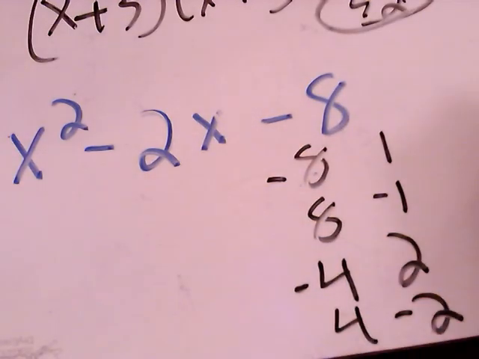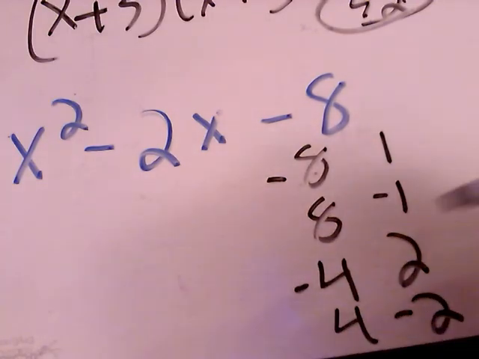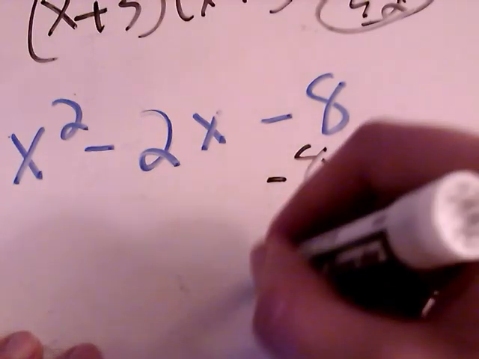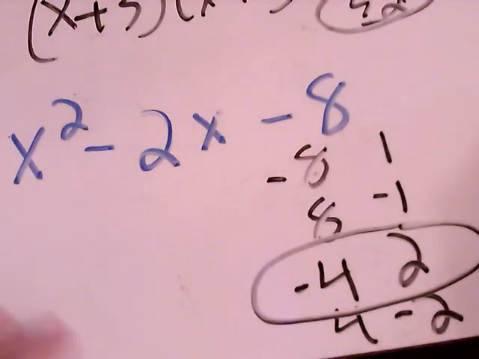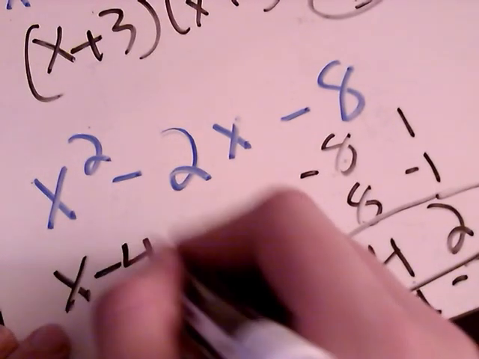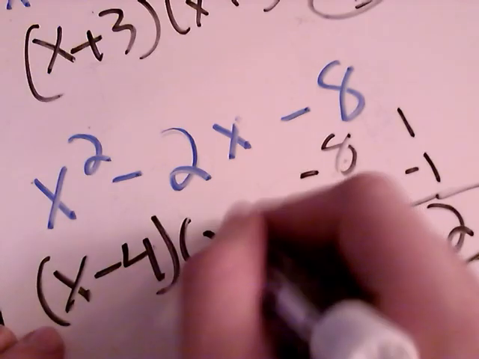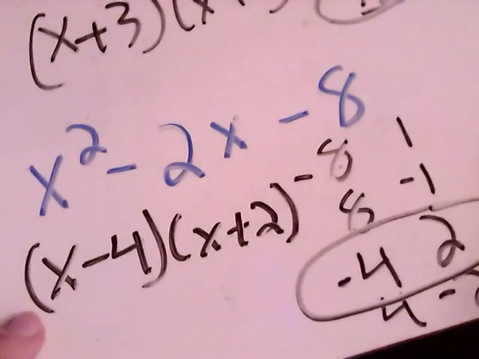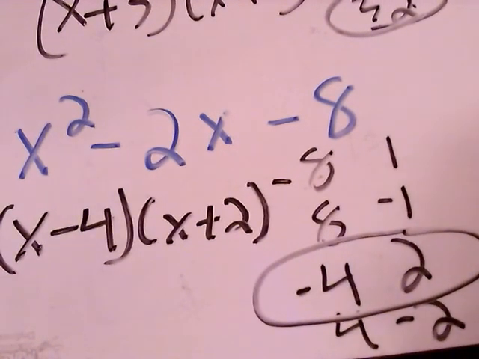So I look here, negative 8 and 1, well that's negative 7, that doesn't work. 8 and negative 1, well that's positive 7, that does not work. But we have negative 4 plus 2, well that's negative 2, this one will work. So I look here, since it is negative 4, it is x minus 4, and then it's positive 2, so x plus 2.